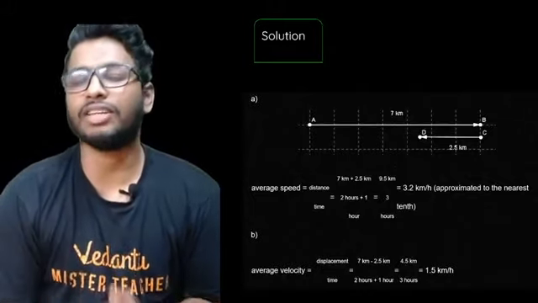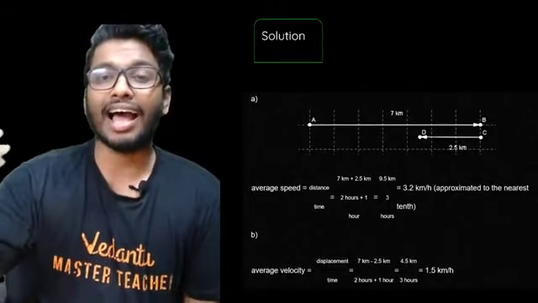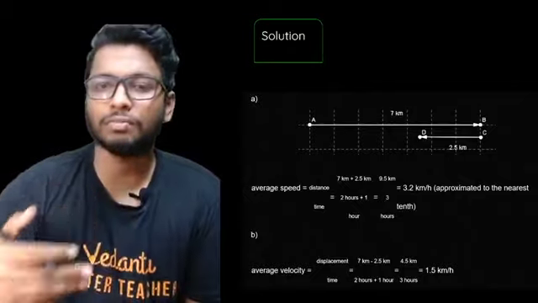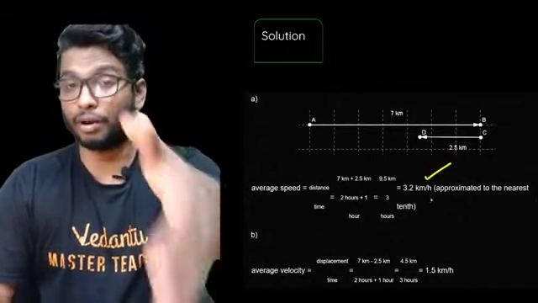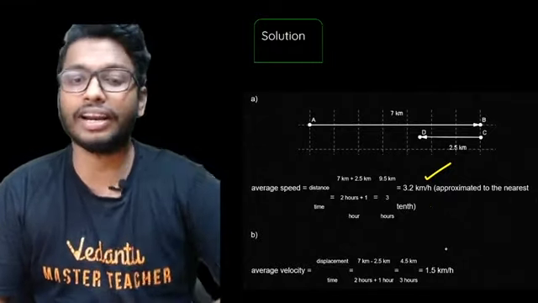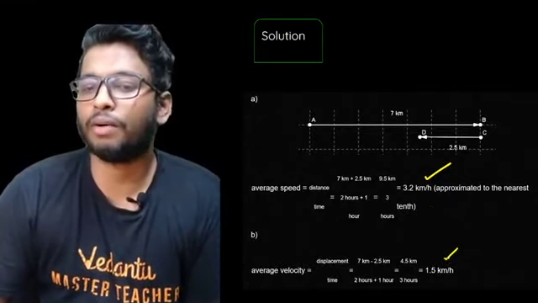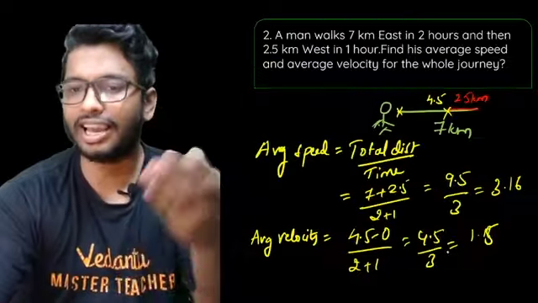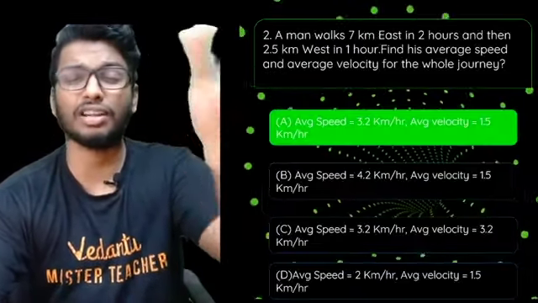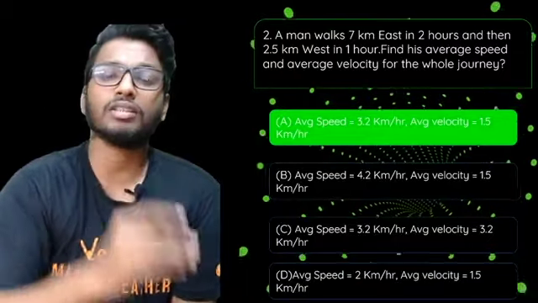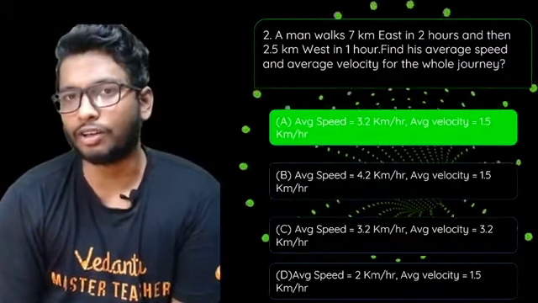So if you find out the displacement and the distance, you can find out the average speed as well as the average velocity. In this case, they found the average speed to be 3.2 kilometers per hour, which we got already, and the displacement they got was 1.5 kilometers, which again we got doing this calculation. So that'll be the answer, guys. The right answer would be option A, because option A has these right values.